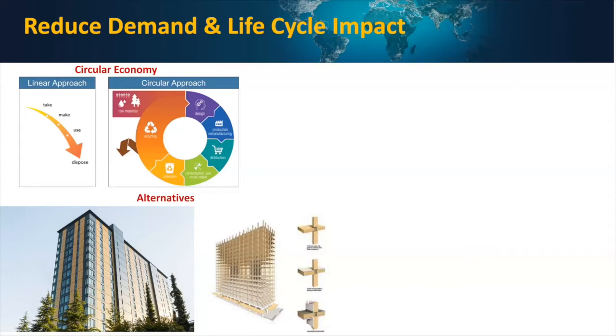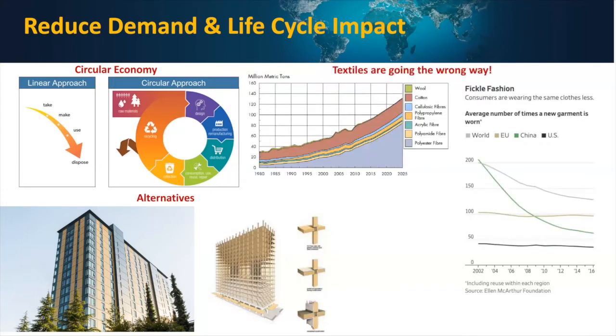Let me give you one example of where things are not going in the right direction. This is textiles. Textiles are projected to be 10% of the global emissions by 2050. Textiles are going the wrong way. Most of the growth in textile is polymer-based, polyester, polyamide, et cetera. And part of the reason it's going up is not just that the population is going up, but also that the average number of times a new garment is worn is going down. And the United States is way at the bottom here. We are going down gradually, which is obviously not a good sign.